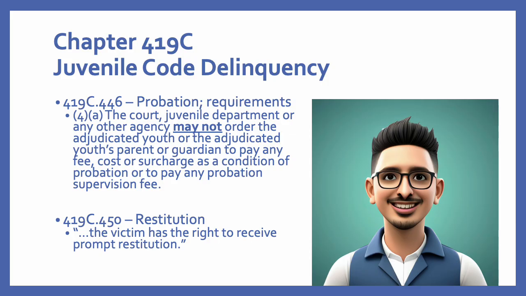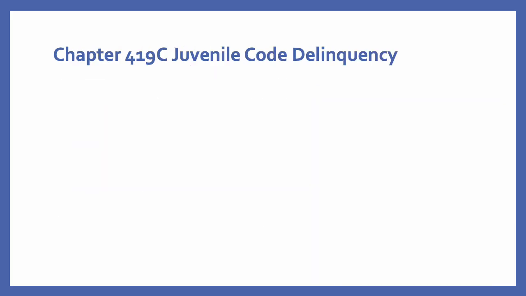O.R.S. 419C.450 regarding restitution. The victim has the right to receive prompt restitution. Juveniles are still required to make restitution to victims if ordered by the court or as part of their diversion. Chapter 419C continued.